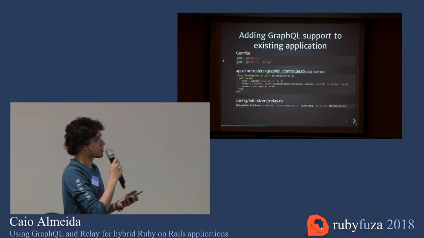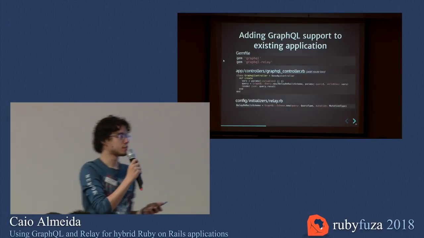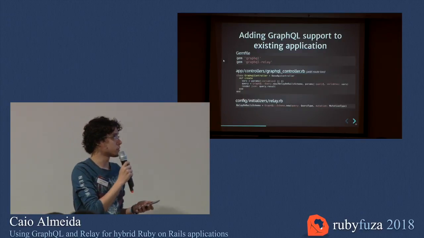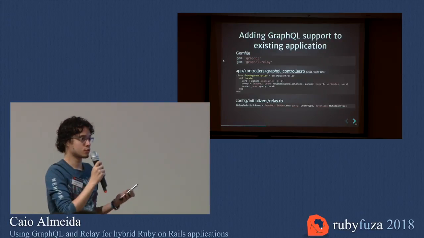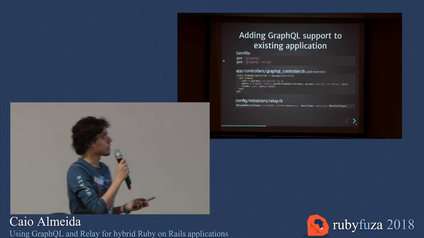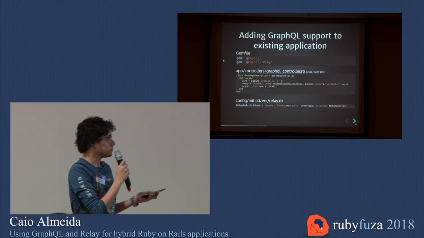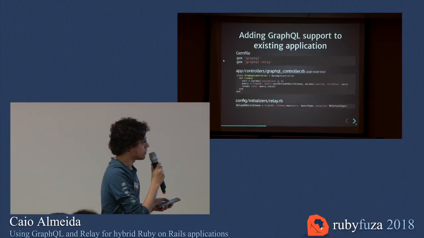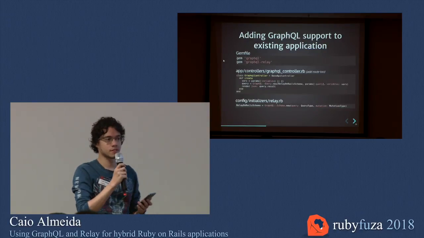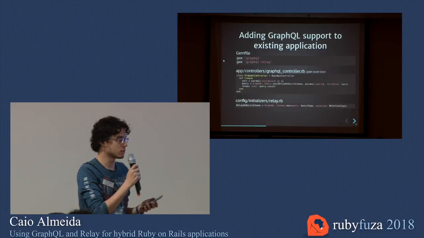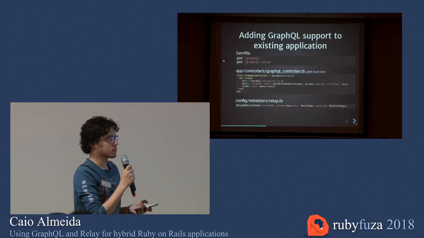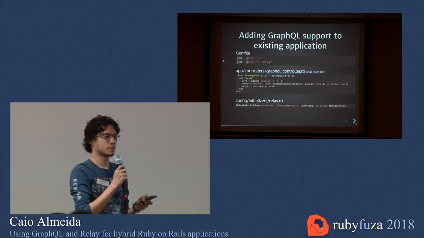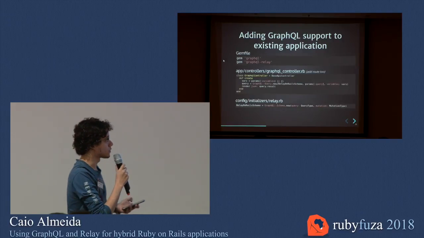Or you can add GraphQL to your existing application, and then there is a Ruby gem for that. Just need to add the gem, implement one controller with its own route, and then add an initializer that's going to load your schema from your local file. And that's it. It's just 3 steps, and you have a Rails application with GraphQL support.